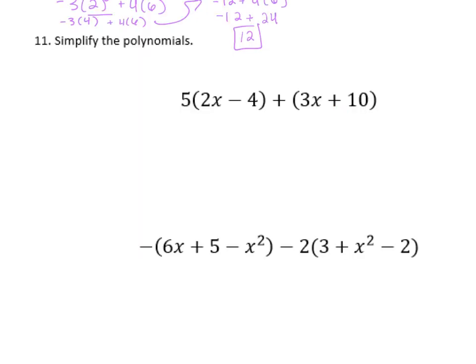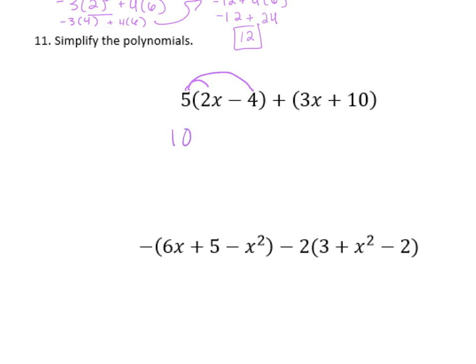Problem 11 says to simplify the polynomials. What they mean by this is, yes, we'll need to distribute if we need to, but then essentially the easier way to say this would be to combine like terms. First thing I'm going to do is multiply my 5 times 2 and negative 4 because the 5 is on the outside of the parentheses, so I'm distributing here.